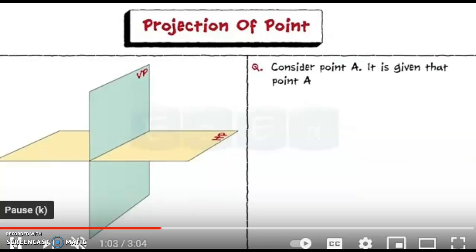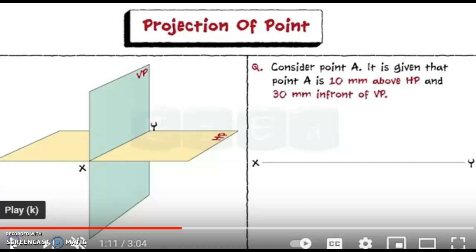The first question they have given: consider point A. It is given that point A is 10 mm above HP and 30 mm in front of VP. So we have to draw this point A in our notebook. This side we can draw in our notebook, and on the left side we should identify in our mind how that point will come and what will come on the answer paper.